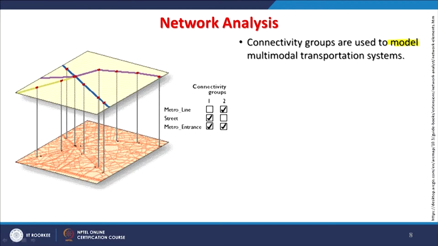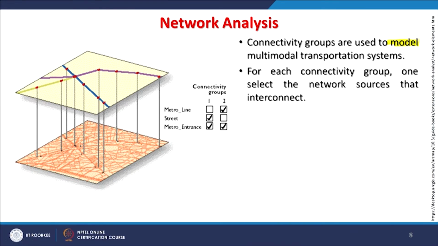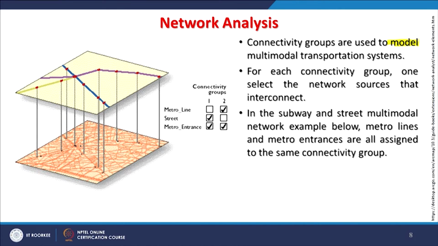So, multimodal transportation systems. Here multimodal, in this particular example, means one is the road transport, another one is the metro. And as you know, for each connectivity group, one selects the network sources that interconnect. So, if somebody is analyzing the road or metro, accordingly the analysis will be done.